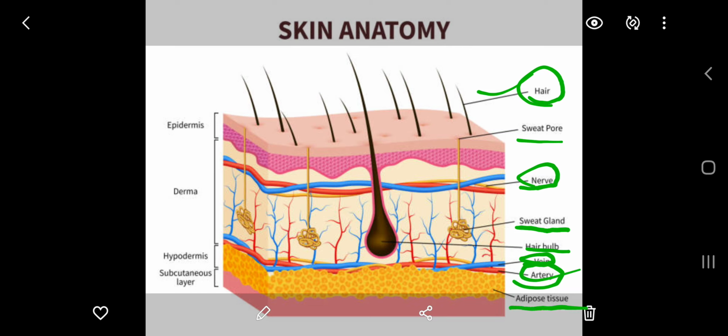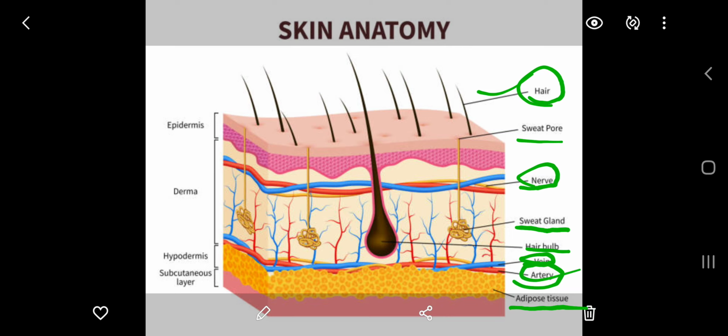Next, the adipose tissue. The adipose tissue is very important, as many of the internal organs are highly delicate, and even a small touch to them can cause damage. But this adipose tissue protects them, as it is made up of fat. It absorbs most of the pressure or most of the damage, so the internal organs do not get harmed.